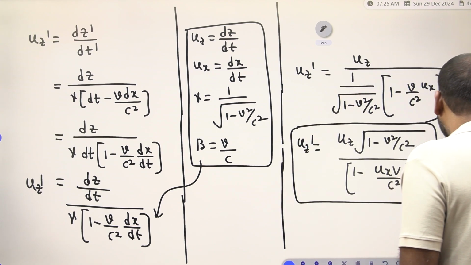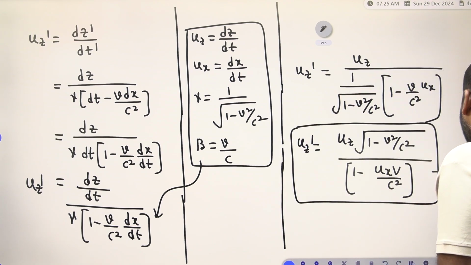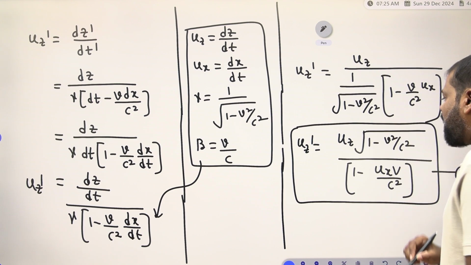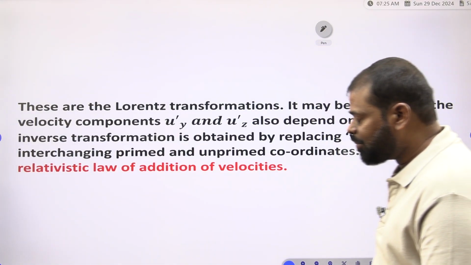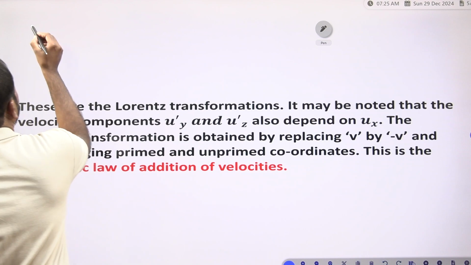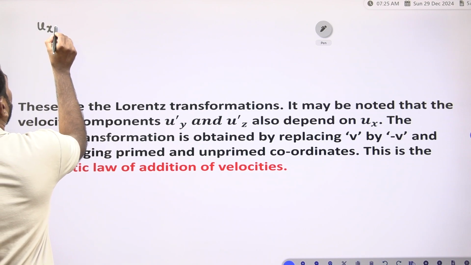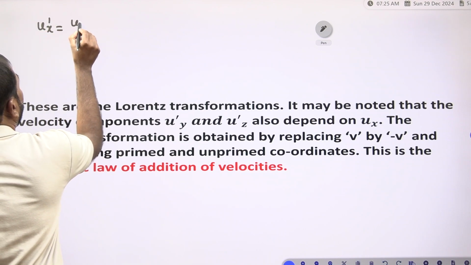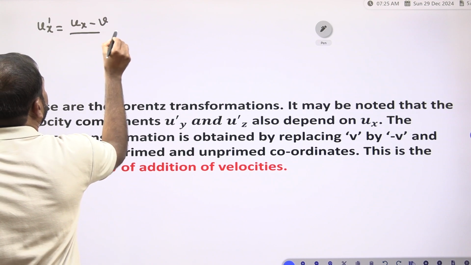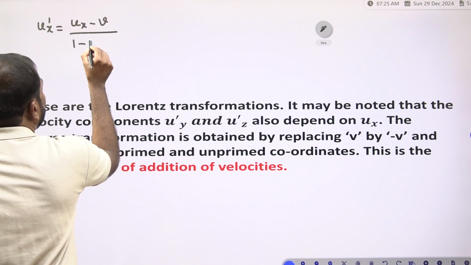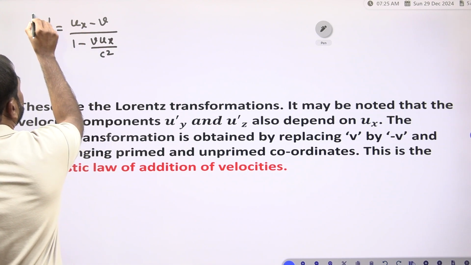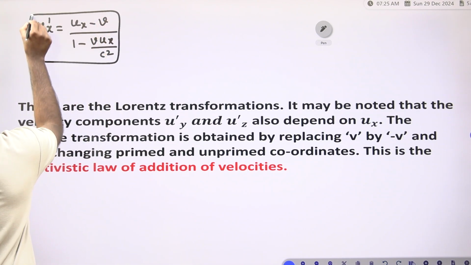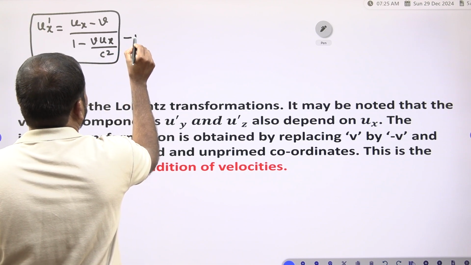So these are the velocities in the S dash frame. We discussed these three velocities, and you have to conclude them. ux dash is equal to ux minus v divided by 1 minus v into ux divided by c square. This is equation number 1.